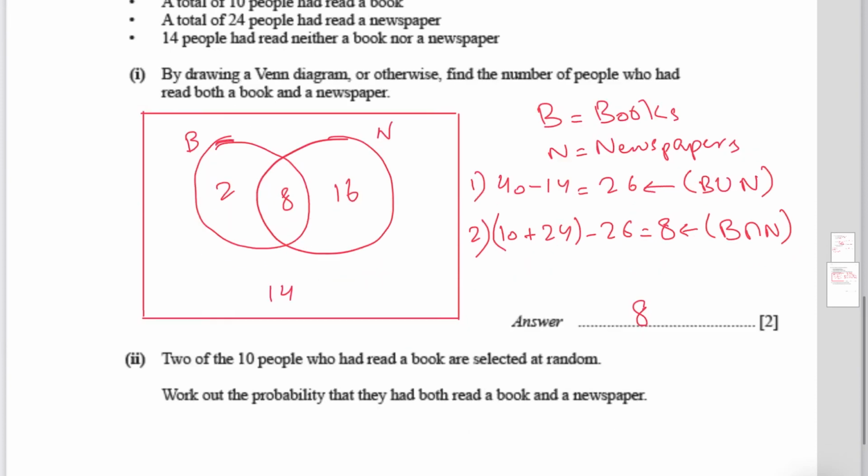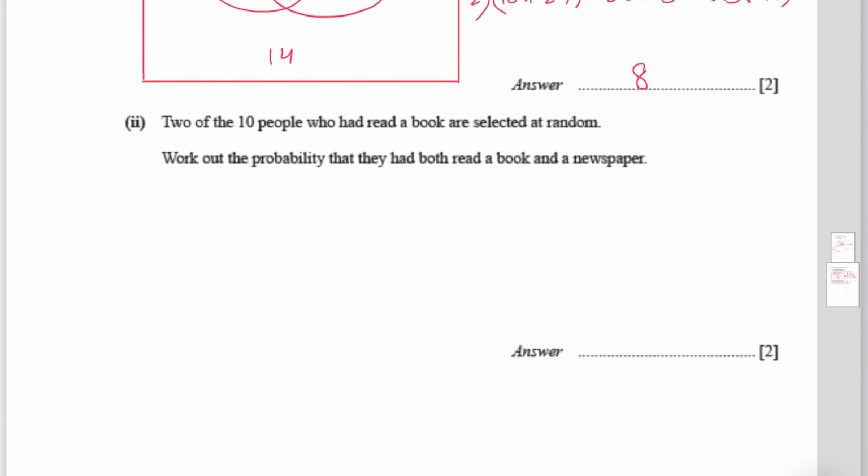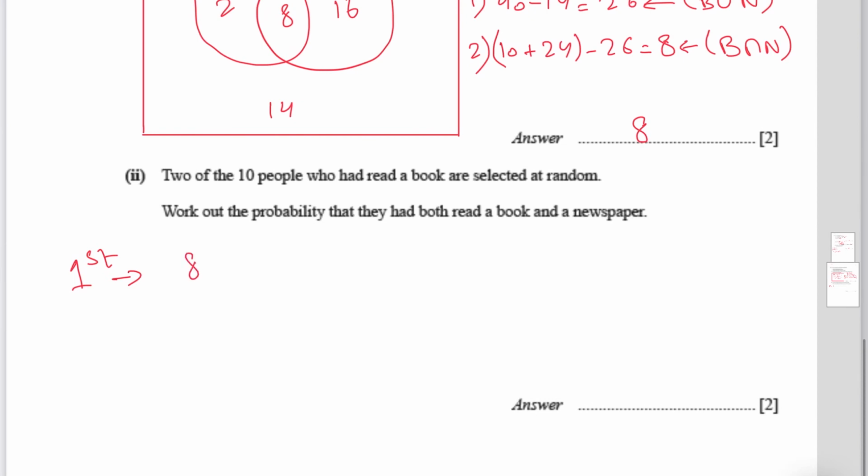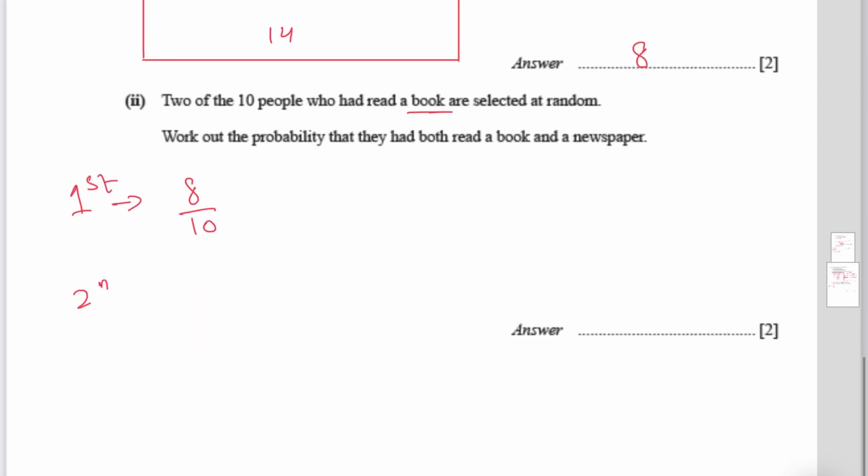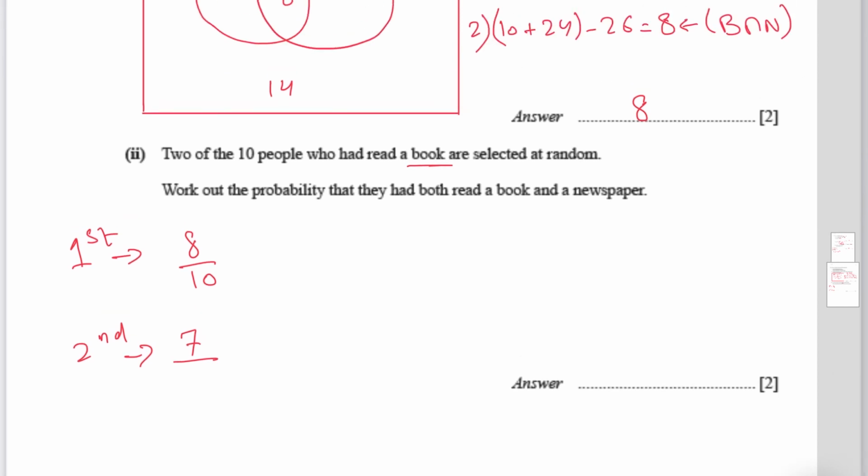Okay, the next part of the question says, 2 of the people who had read a book are selected at random. Work out the probability that they had read both a book and a newspaper. First of all, what is the probability of choosing the first person? There are 8 people who read both out of 10. Why 10? Because we have to choose from the ones who read books. The second person should be 8 minus 1, because you already chose one person, and also 10 minus 1, because you chose one person from the total number of people who read books.